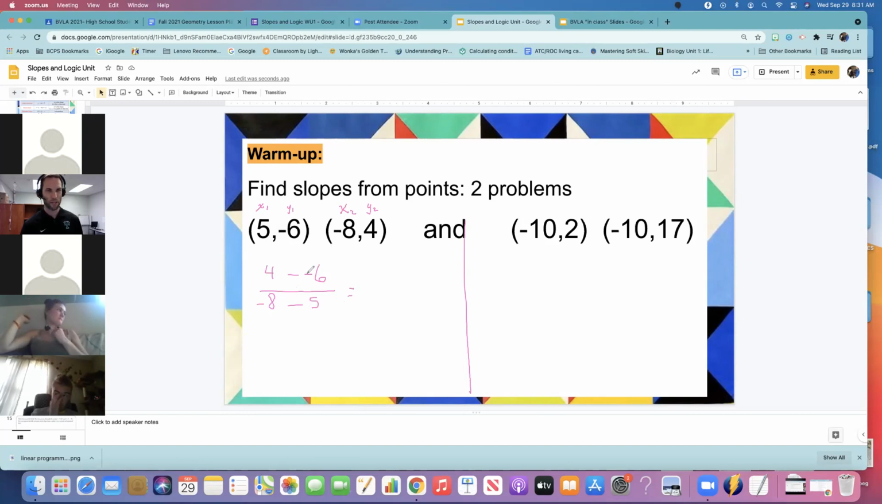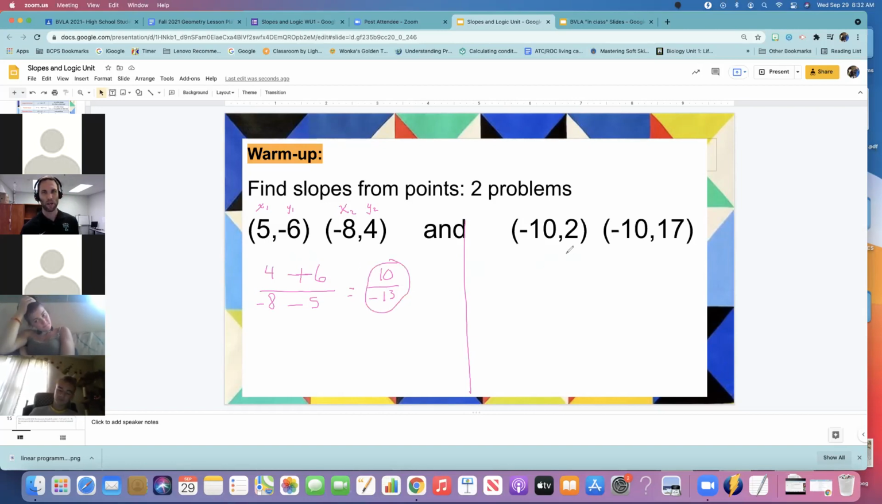Now, what happens when we minus a negative? It becomes positive. See how I combined the two? You've got to get those negative integers correct. So the distance here is 10, and the distance here is -13. And that's the slope. You can reduce it if possible, but that's it.